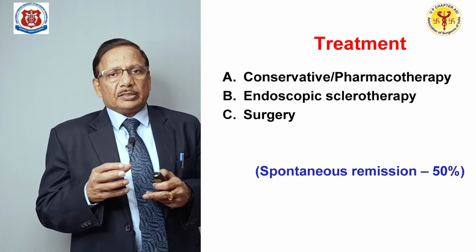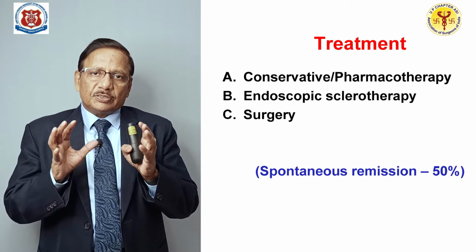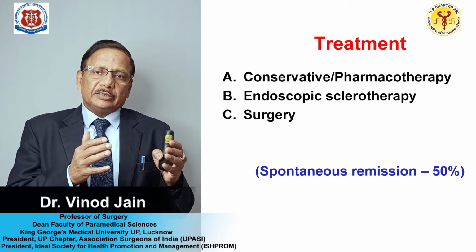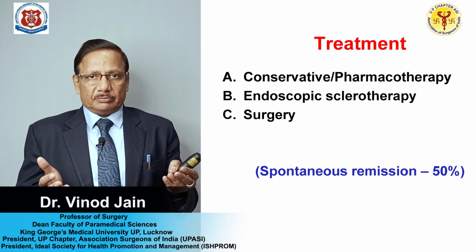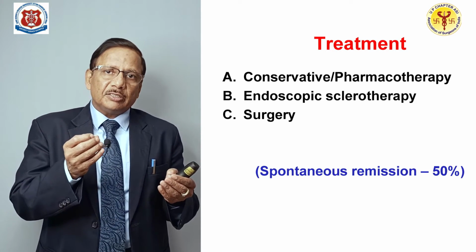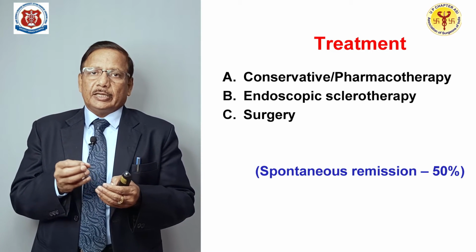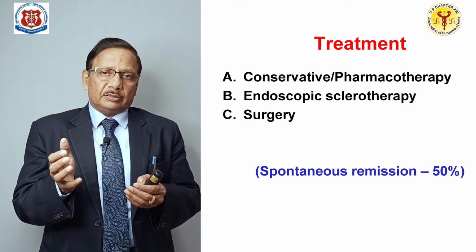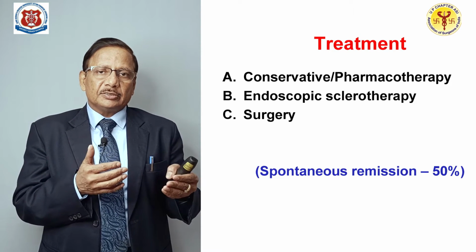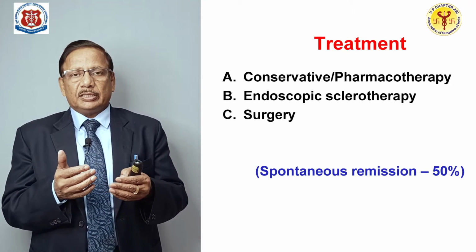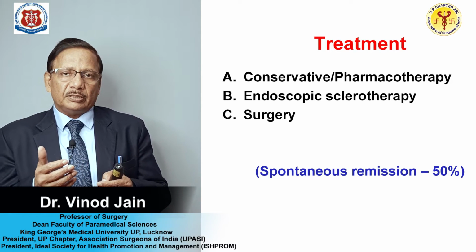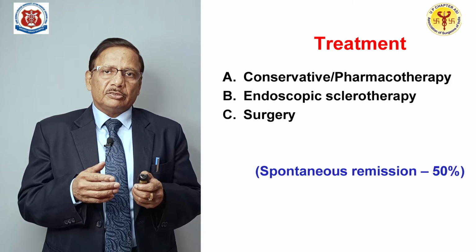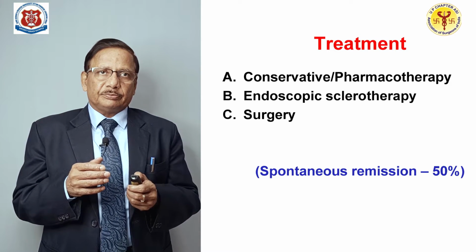Now the treatment part: 50% of Chyluria patients have spontaneous remission. You need to treat only the other 50%. And these you treat conservatively, that means with diet control and pharmacotherapy, then endoscopic sclerotherapy, we call it EST, and then surgery. We will take up one by one.